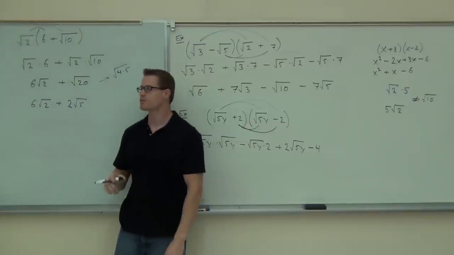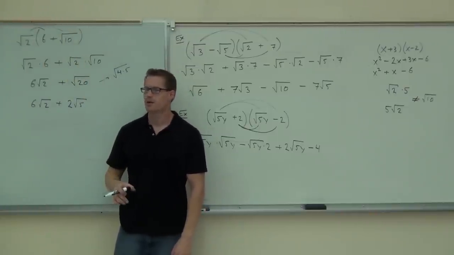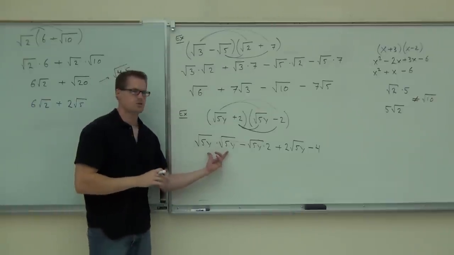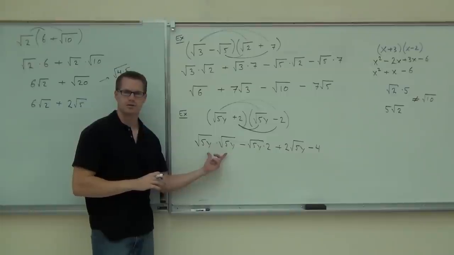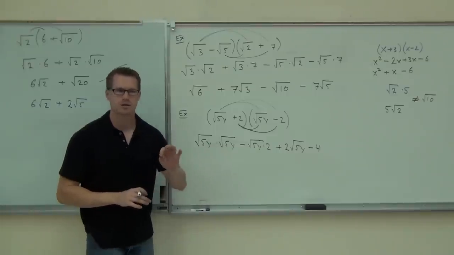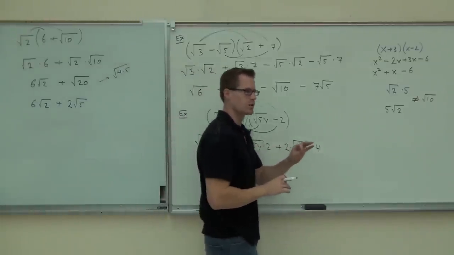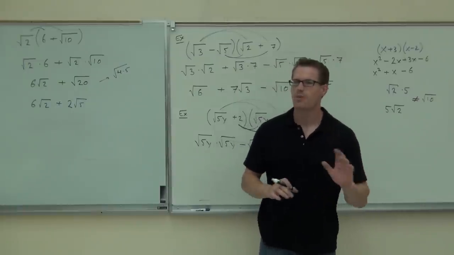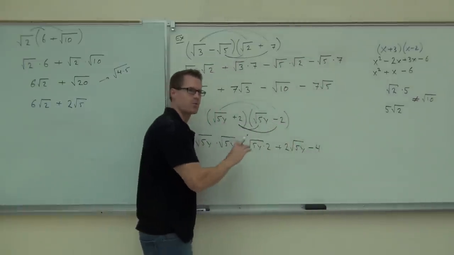Raise your hand if you feel okay getting this far. Good. Now we're going to simplify what we can and see if we can combine anything. What's a square root of 5y times a square root of 5y? Square root of 25y squared. Okay, great. Now I want you to notice this. The square root of 25, you're right. But I want you to see something. Watch on the board. This is kind of important for you.